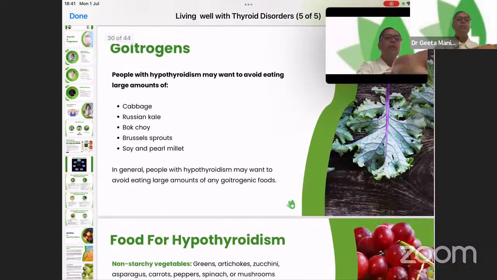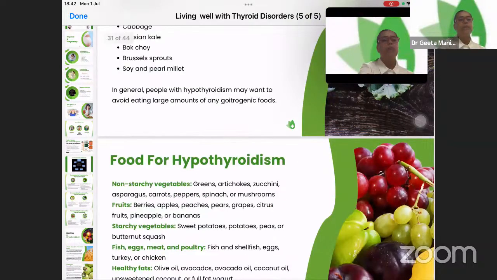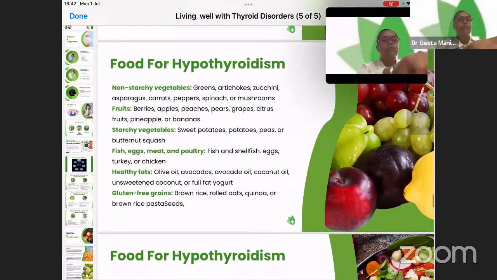Goitrogens. People with hypothyroidism may want to avoid eating large amounts of cabbage, Russian kale, bok choy, Brussels sprouts, soy, and pearl millet. These are all goitrogens and can affect the thyroid hormone production. It can affect in both ways. In general, people with hypothyroidism may want to avoid eating all these goitrogenic foods.